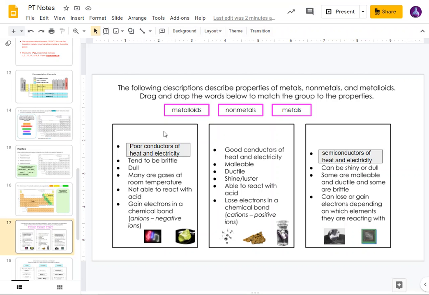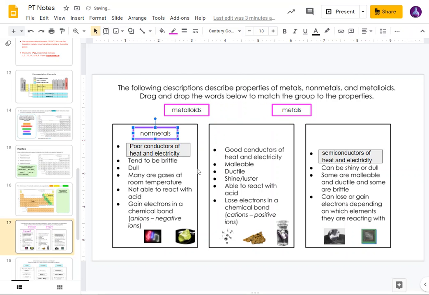Metals, nonmetals, metalloids. Good, yes, I agree with you. I would say these apply to the nonmetals. Very good. And usually the metals and nonmetals are kind of opposite of each other in terms of their properties. So, good conductors of heat and electricity, malleable, ductile, shiny, lustrous, able to react with the acids, lose electrons, become positive or cations. Yeah, opposite here. So they're going to be your metals. Good.